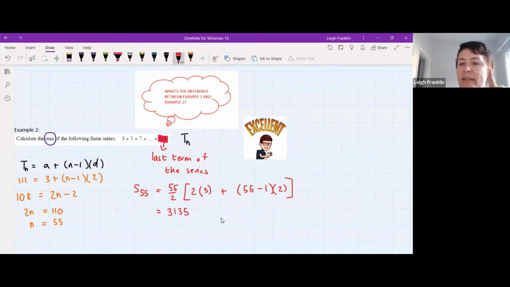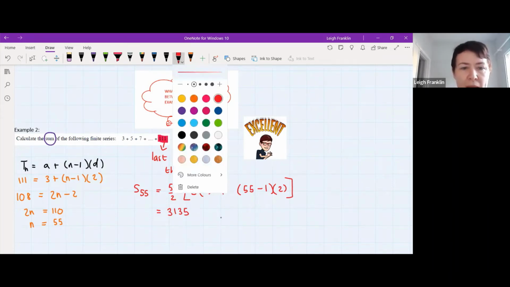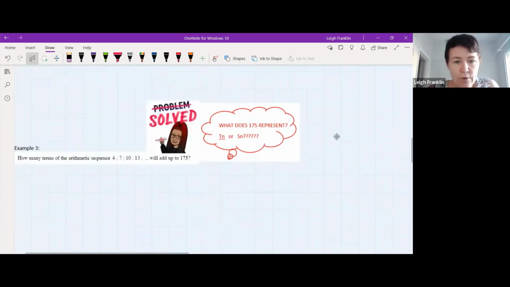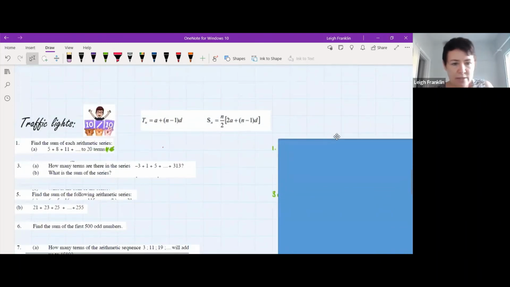Now this question, there's a little bit more working here, isn't there? So we would expect something like this to be out of more marks, and it would be. There would be a mark for subbing into Tn, a mark for working out 55, another mark for subbing into the correct formula Sn, and a mark for working out the answer. Again, this is fairly routine, but there's just a little bit more work involved. Are there any questions? No, let's go and have a look at the next spotlight.